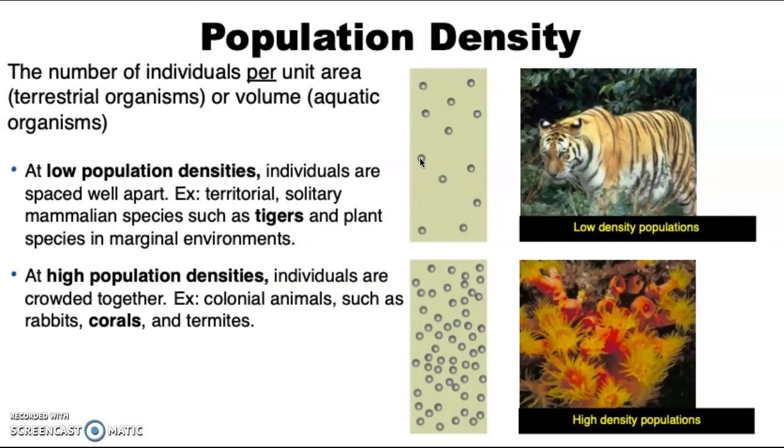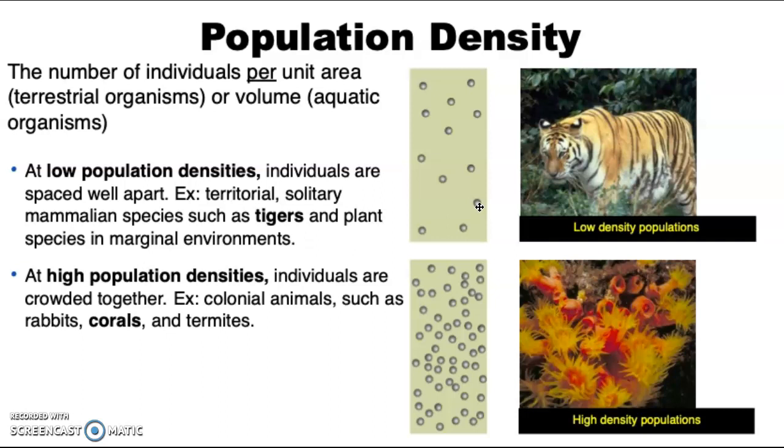Population density, we're looking at how many individuals per unit area. Low population densities, you're going to have individuals more spaced out. So these would be your territorial animals, a solitary mammal species such as a tiger, which isn't going to be interacting a lot with other tigers.